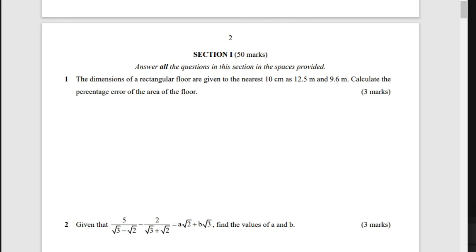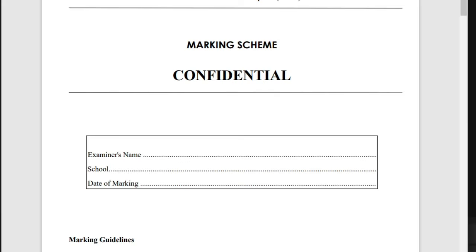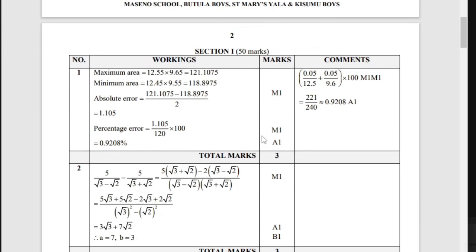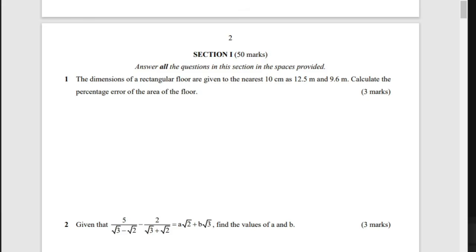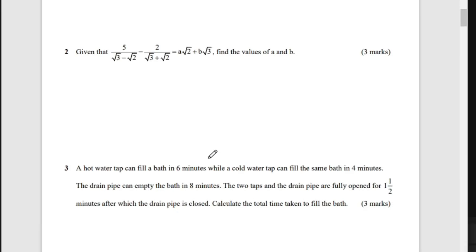So this is a question, and I will give you the marking scheme so that after you practice it, you can see how it was supposed to be done. So this is the percentage error. The next question was on surds.